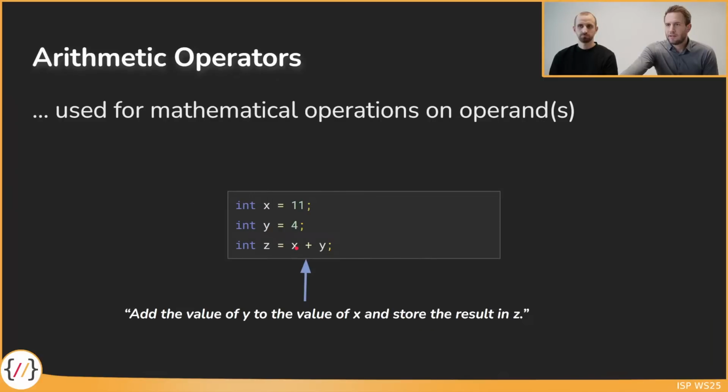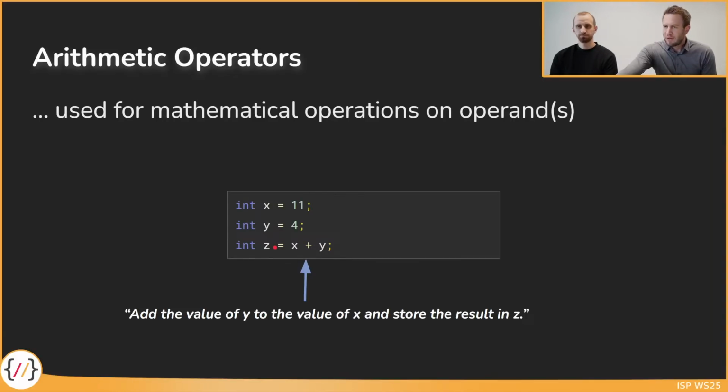The next operator is an arithmetic operator, namely the plus operator. With this plus operator, we can do mathematical summations. So we can sum up the values of x and y. In this case, the value of x, so 11, is added to 4, the value of y, and then the result of this mathematical operation, so the result would be 15, is stored in the variable set afterwards.